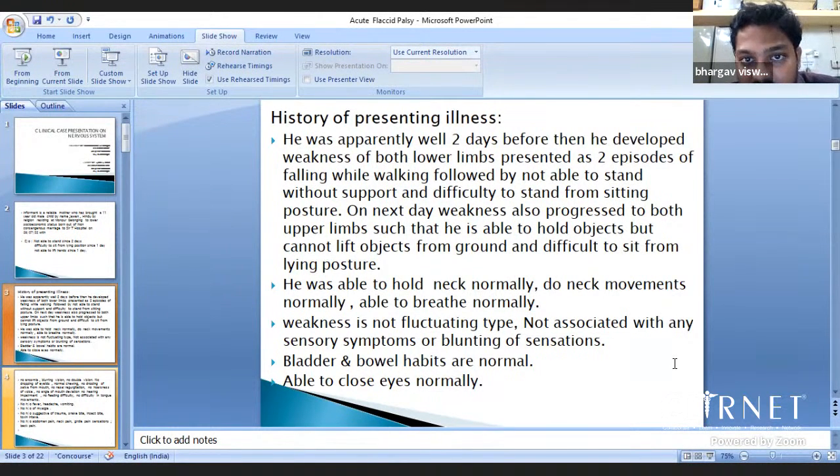And from the next day onwards, he also developed weakness of upper limbs, with difficulty to sit up from lying posture, but he is able to hold objects. He was able to hold his neck normally. He can do neck movements normally, and he is able to breathe normally. The weakness is not fluctuating and not associated with any sensory symptoms or blunting of sensations. Bowel and bladder habits are normal, and he is able to close his eyes normally.